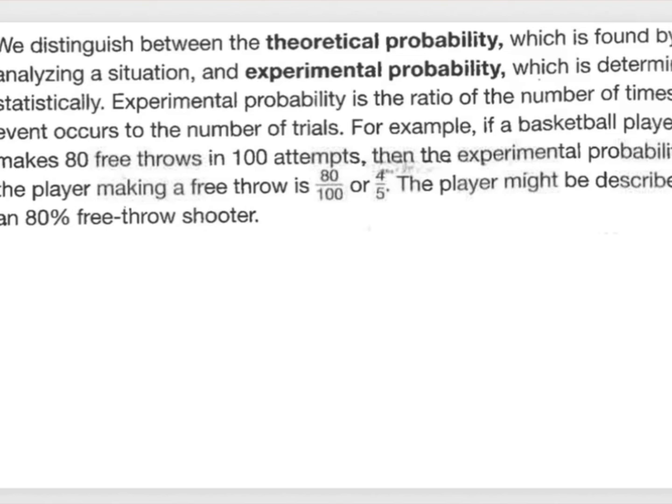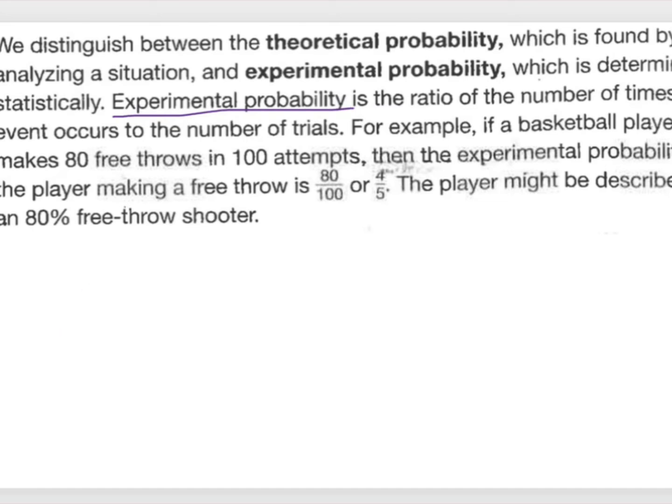For example, if a basketball player makes 80 free throws in 100 attempts, then the experimental probability of the player making a free throw is 80 over 100, or 4/5. The player might be described as an 80% free throw shooter. Okay, so if you're talking about experimental, that means what actually happens in the number of trials.